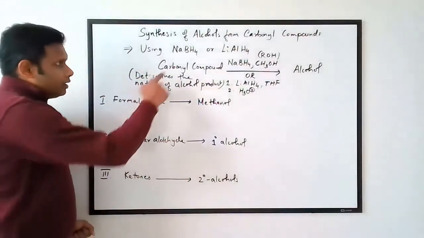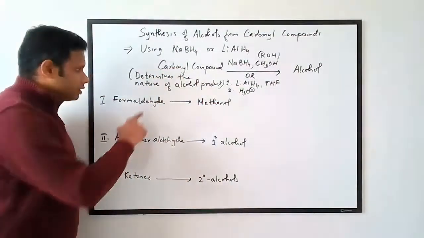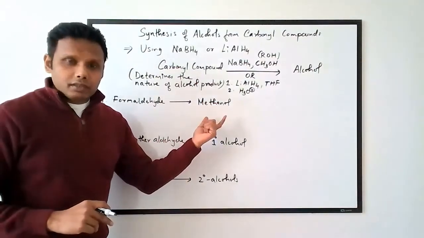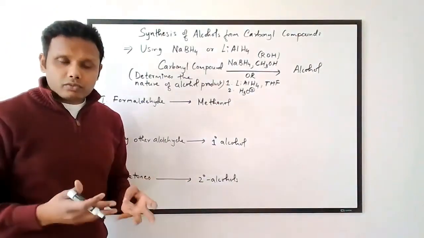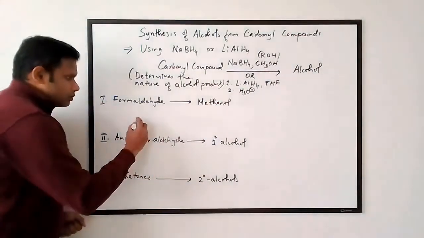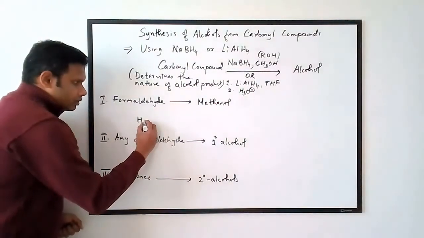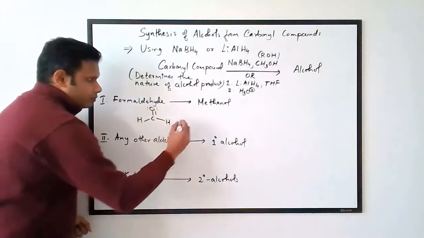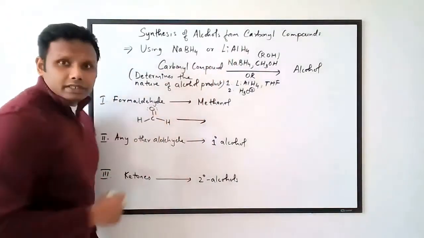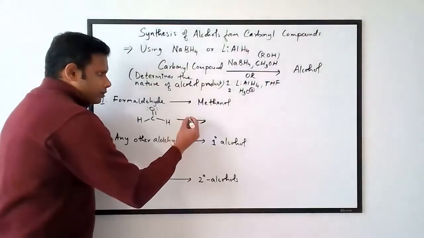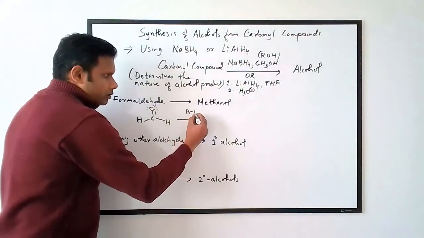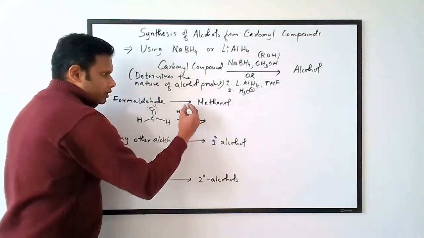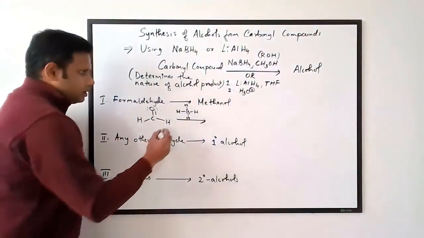So if the carbonyl compound that we're using is formaldehyde, then the product that you're going to get is going to be methanol. There is no other variation possible here, okay? So let's see that. If I start with formaldehyde, and let's choose the example of sodium borohydride here. And again, remember that sodium borohydride is a source of nucleophilic hydride. That's what it supplies, okay?